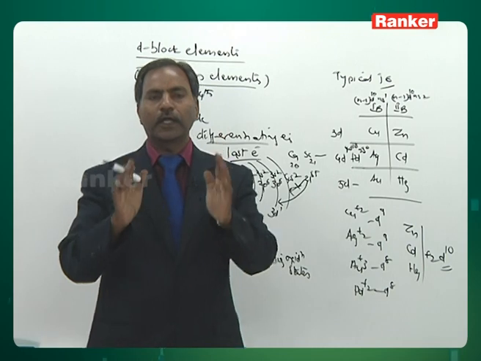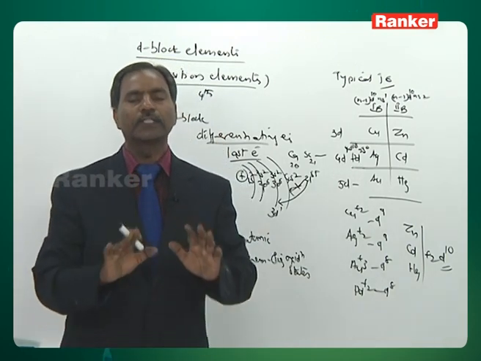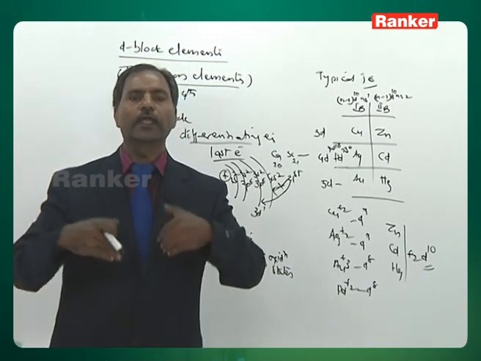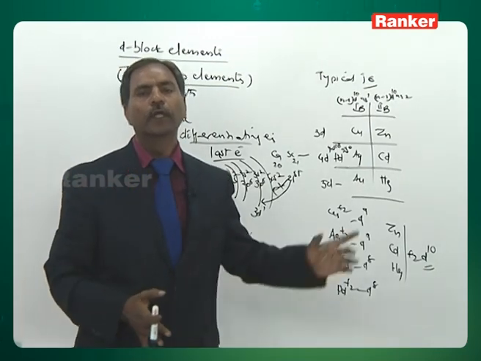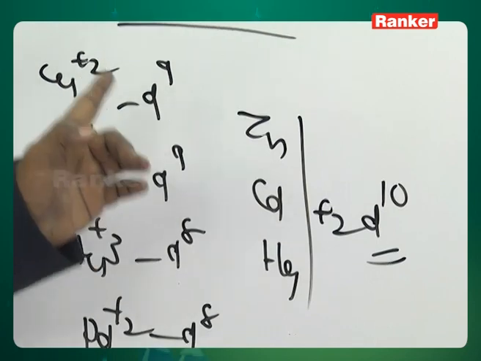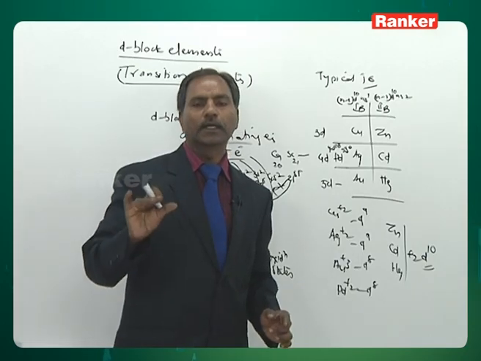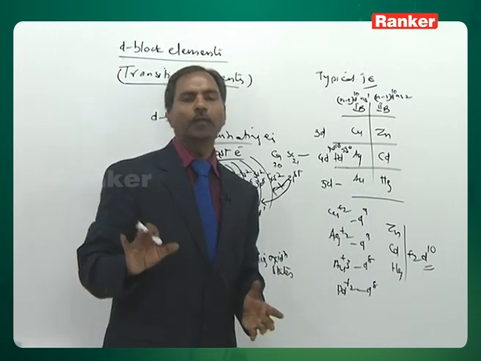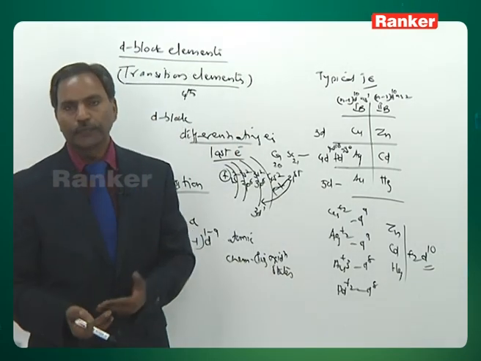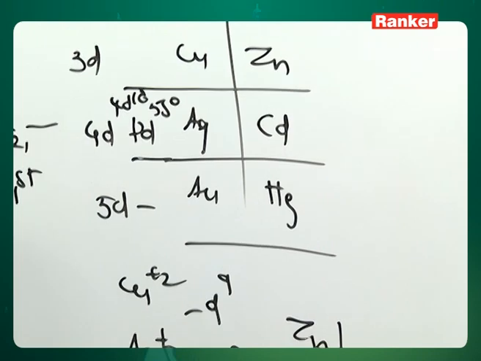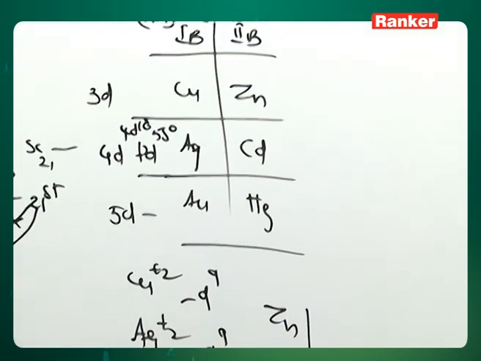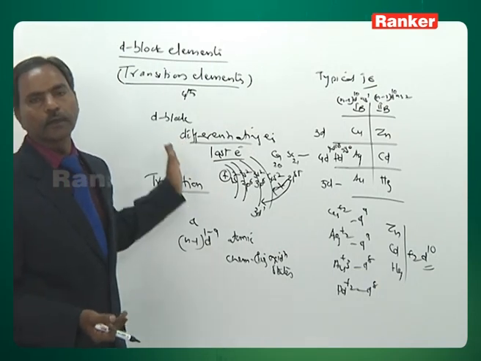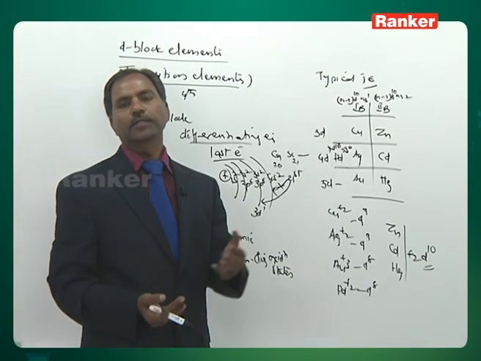When they carry d10 electronic configuration, they do not exhibit any transition behavior, either in their atomic state or in their significant oxidation state. Therefore, zinc, cadmium and Hg are not considered typical transition elements. Copper, Ag, Au, palladium are typical transition elements. Zinc, cadmium and Hg are non-typical transition elements. So these are the definitions of d block elements, transition elements and typical transition elements.